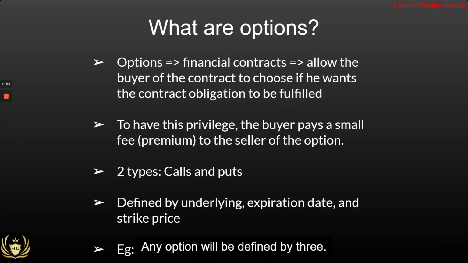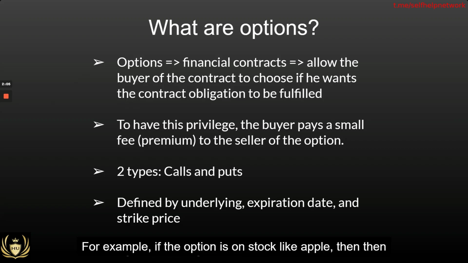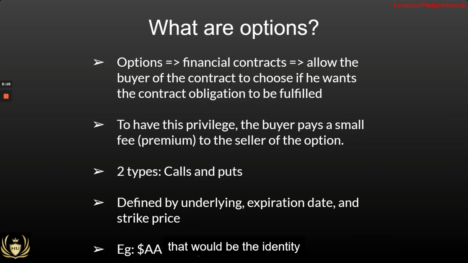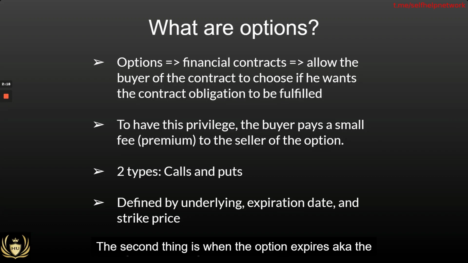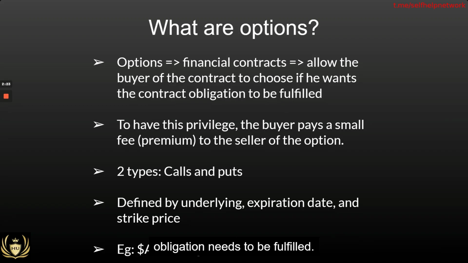Any option will be defined by 3 factors. Those will be what the option is on. For example, if the option is on a stock like Apple, then that would be the identity of the option. If it is on oil, then that would be a different kind of option. The second thing is when the option expires, aka the date when the contract obligation needs to be fulfilled. And the third would be strike price. I will explain strike price in the next slide.